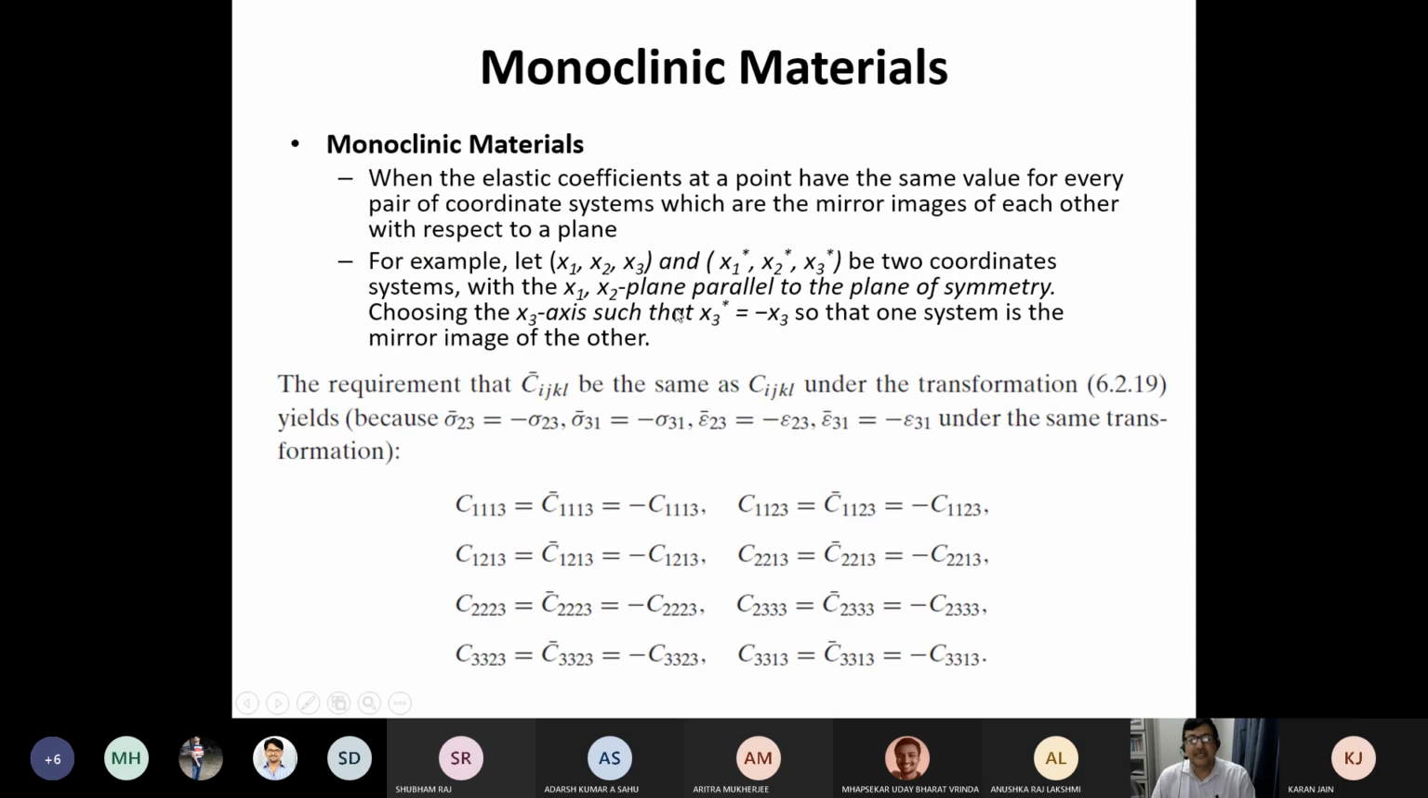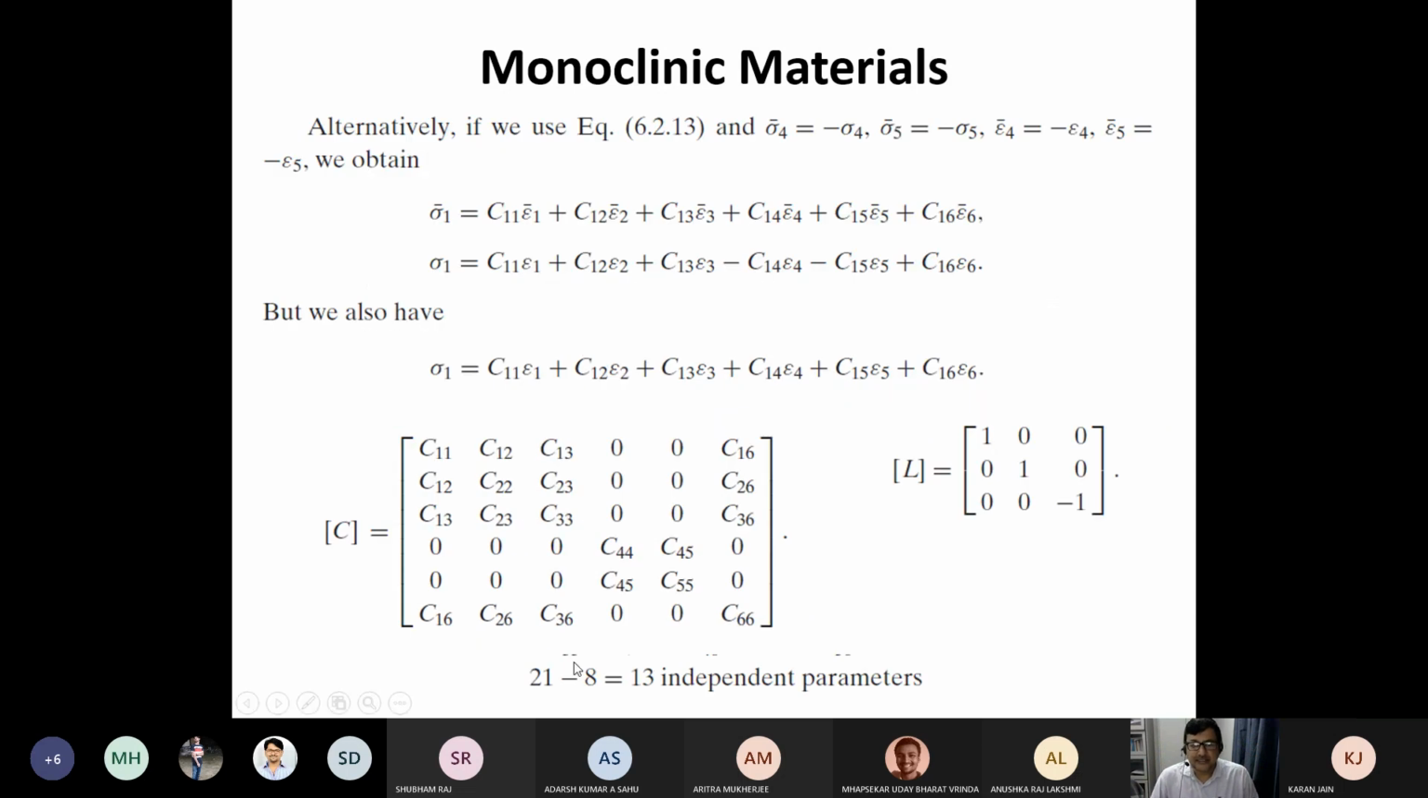What are they saying? That say suppose there are x, y, and z. Suppose x3 is z. So around z, I see that one side of the z and the other side of the z, whether they are mirror images of each other or not. If that is the case, then another 8 coefficients are down.